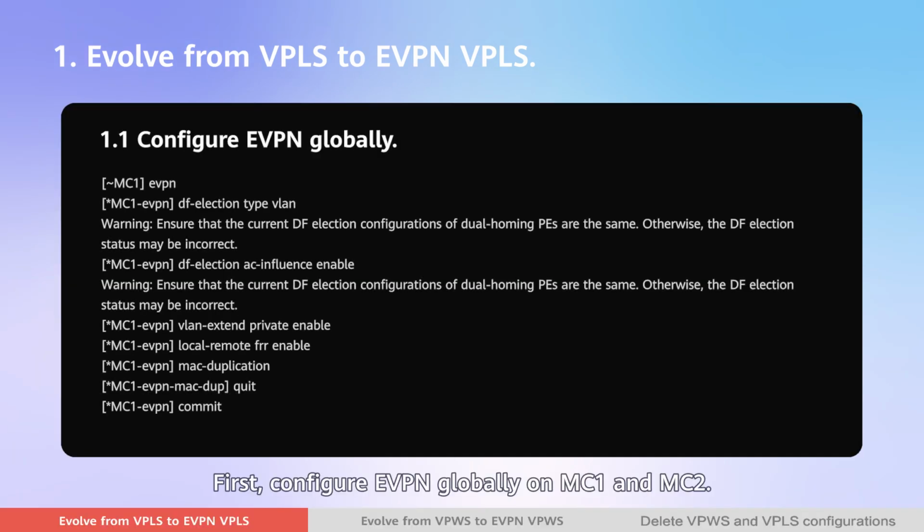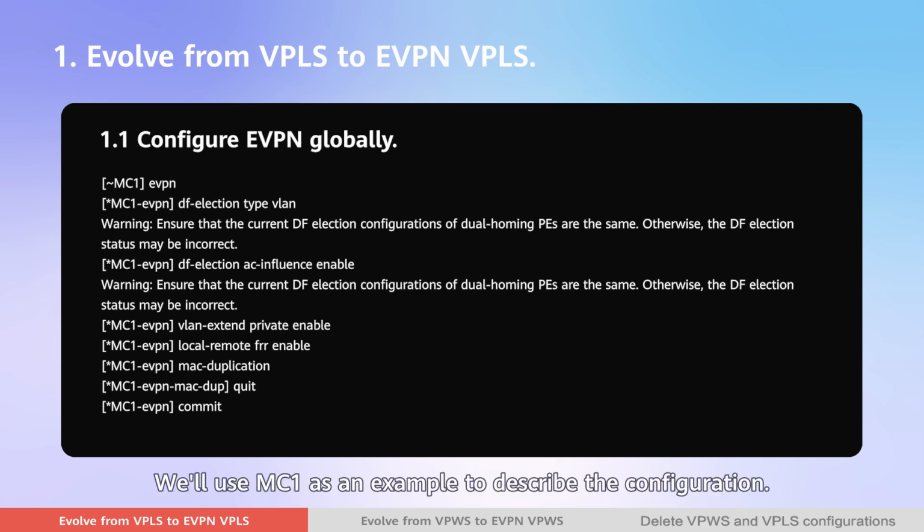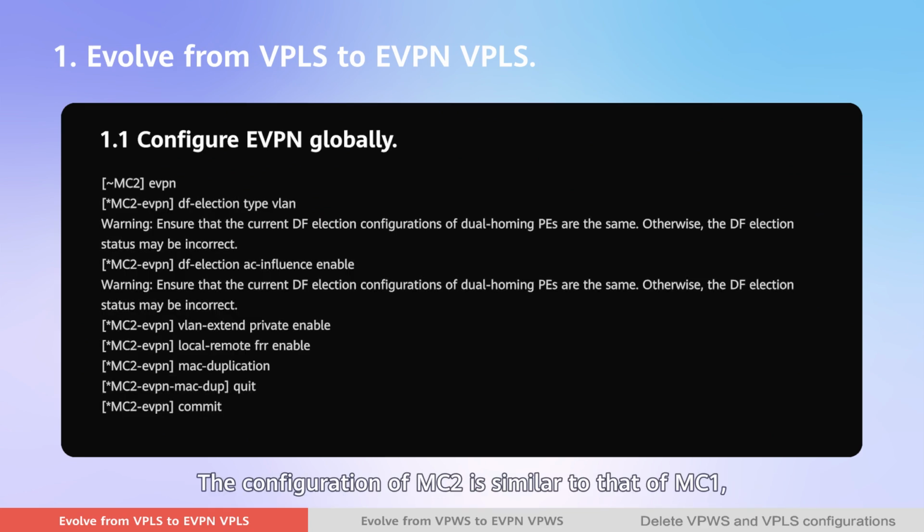First, configure EVPN globally on MC1 and MC2. We'll use MC1 as an example to describe the configuration. The configuration of MC2 is similar to that of MC1, so we'll omit it here.